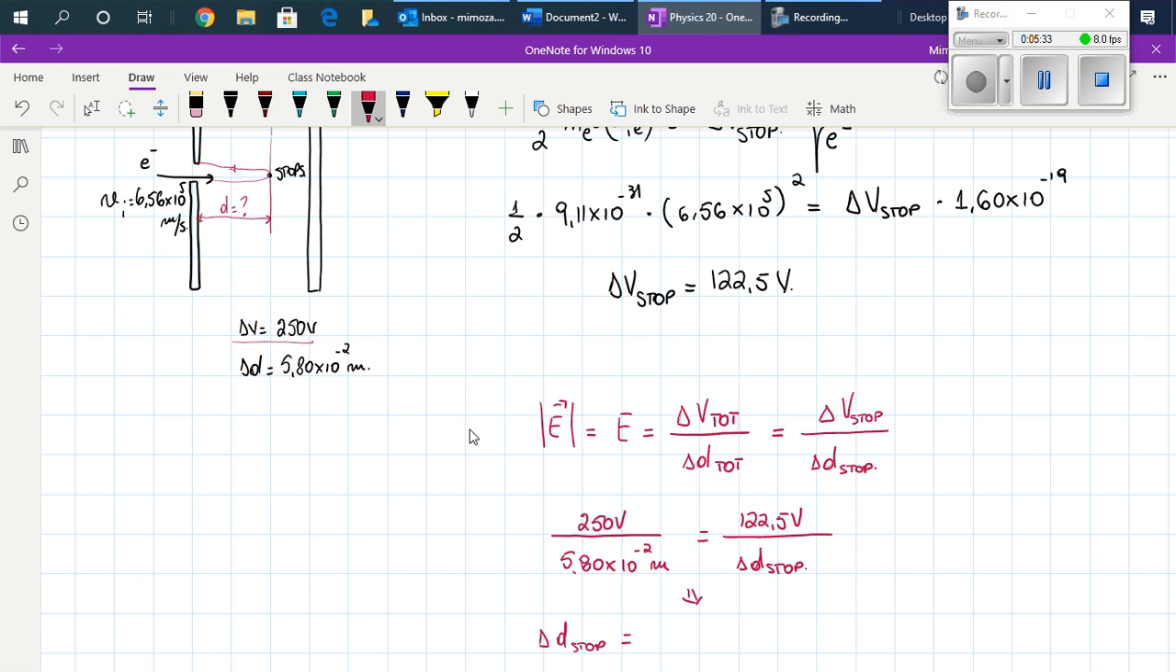So from here, we find that the distance at which it stops, cross multiplying and dividing by what is left, is 122.5 times 5.80 times 10 to the power of negative 2, divided by 250. This will be 0.0284 meters, or you can say it's 2.84 times 10 to the power of negative 2 meters. So this is this distance here. I'll write it with a different color.